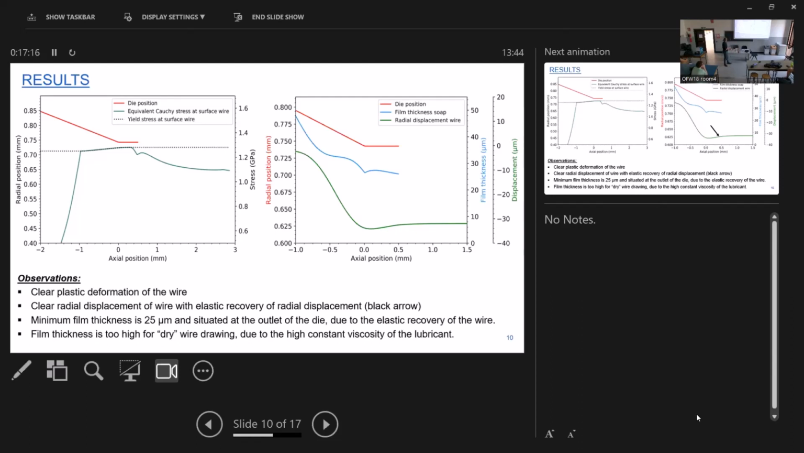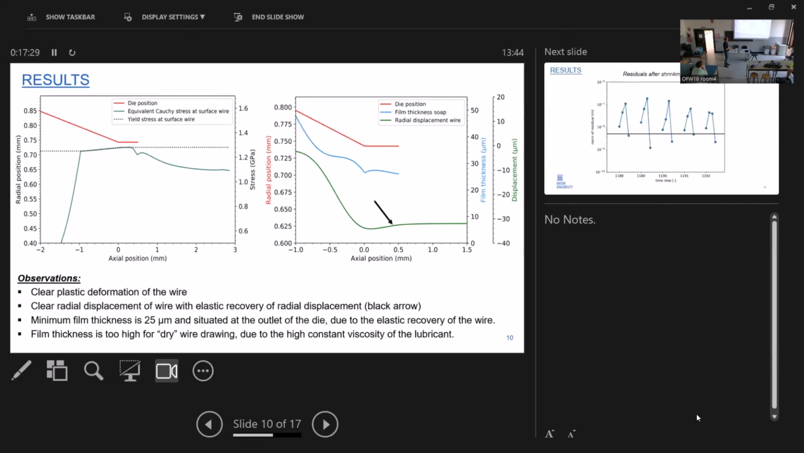What do we see more? Here again, the red line is the die position, the blue line is the film thickness of the soap, and the green line here is the radial displacement of the wire. We see a very clear radial displacement of the wire, and a small recovery here. So there's actually some elastic recovery.